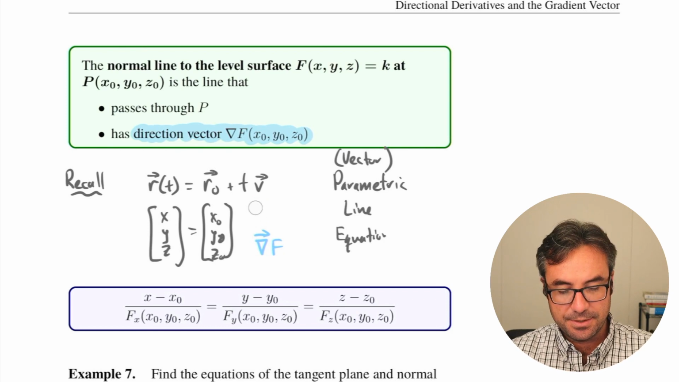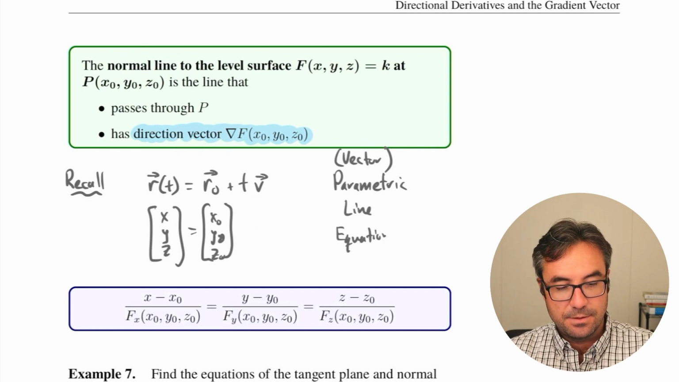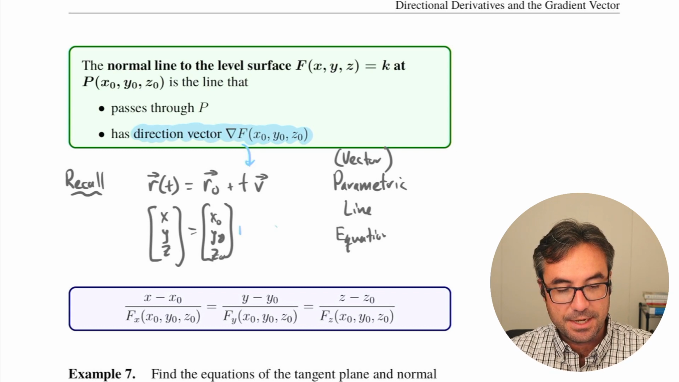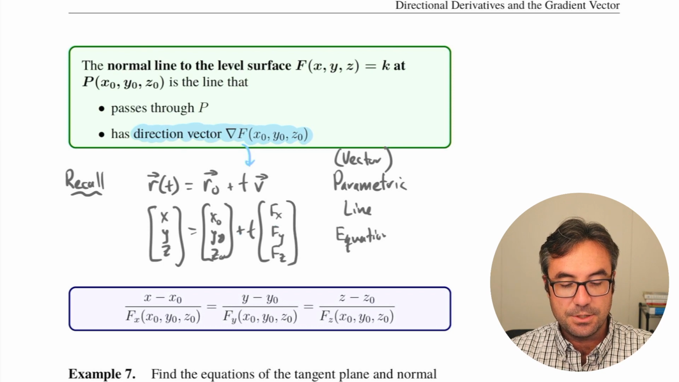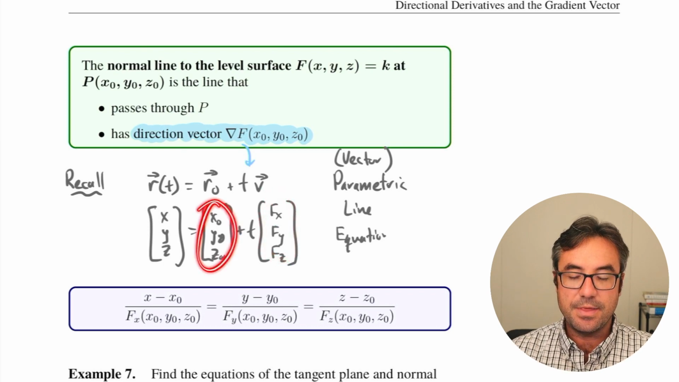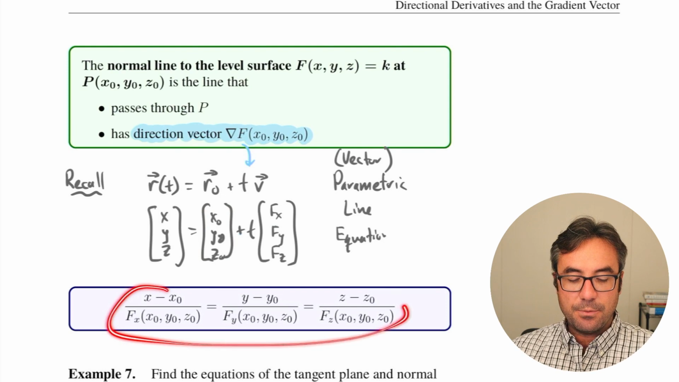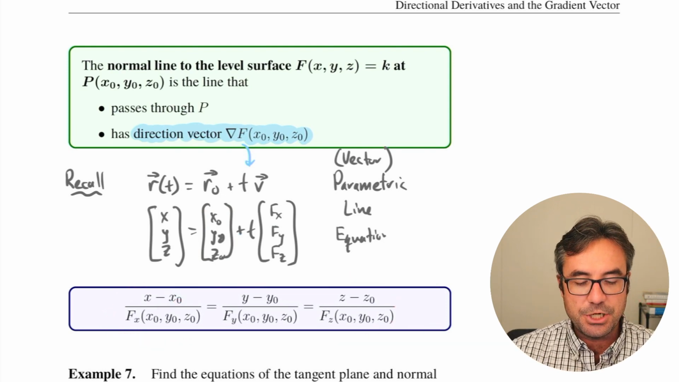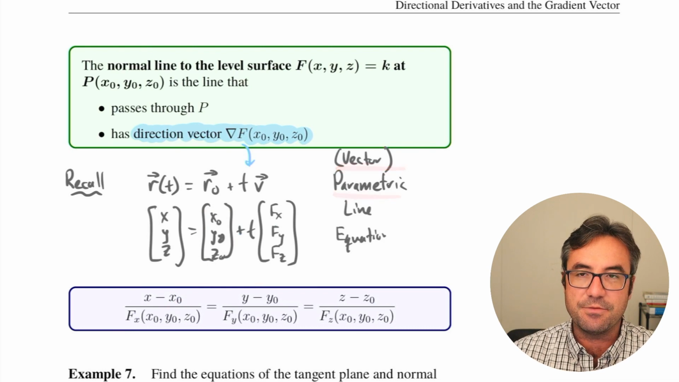So let's actually write out what that is. We'd have plus t, our parameter, times the x partial, the y partial, and then the z partial. So that's telling us the direction, and then we have our specific point. And if we want, we could write that in symmetric form. Probably generally it's easier to use parametric and vector equations, though.